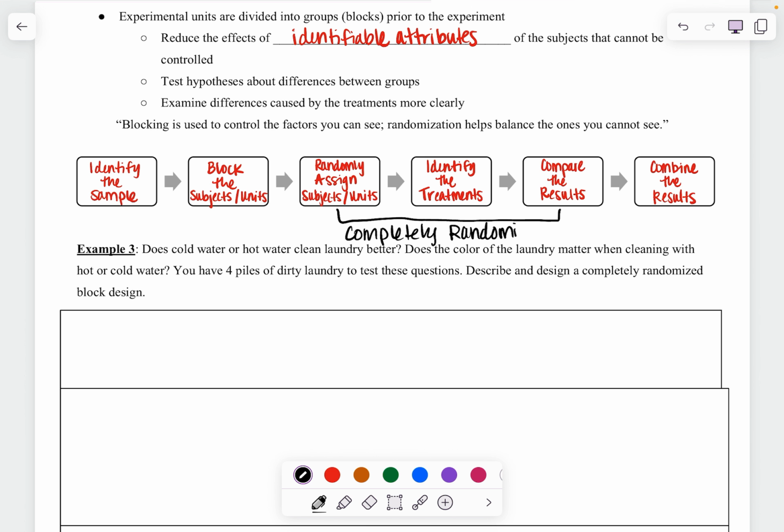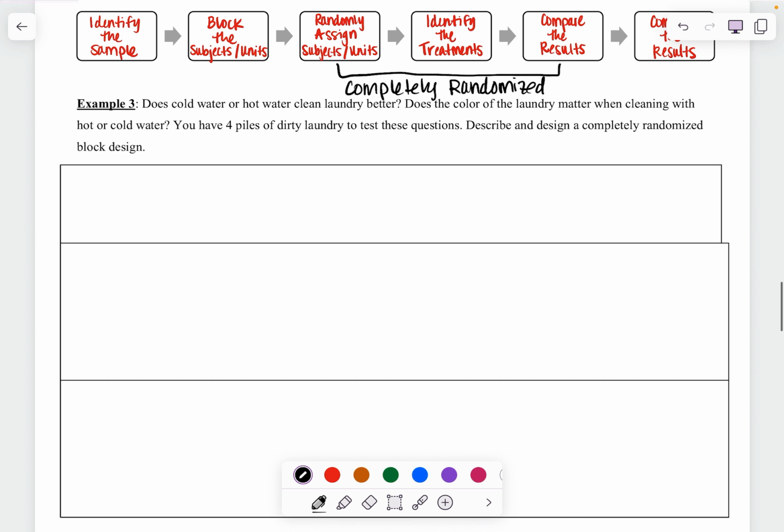So it's almost like you're taking your experiment and turning it into a bunch of smaller experiments. Instead of one big one, we have an experiment for small dogs, medium dogs, and large dogs. And then at the very end, you don't want to compare the results of the small dogs to the large dogs. You just want to see, are we seeing the same thing? Are they losing weight? If they're all yes, then most likely this food is going to cause them to lose weight. So, first example: does cold water or hot water clean laundry better?